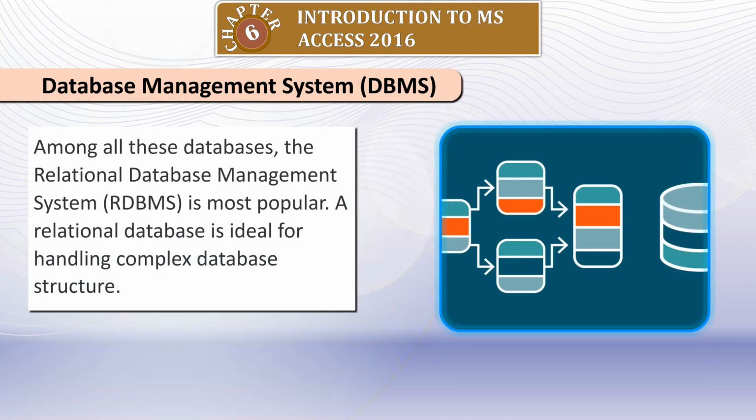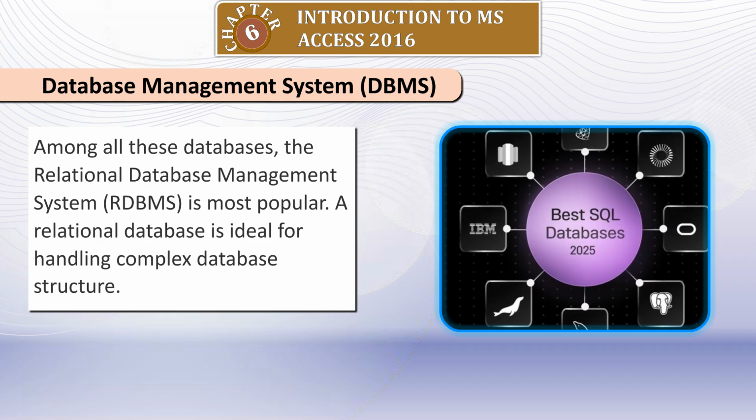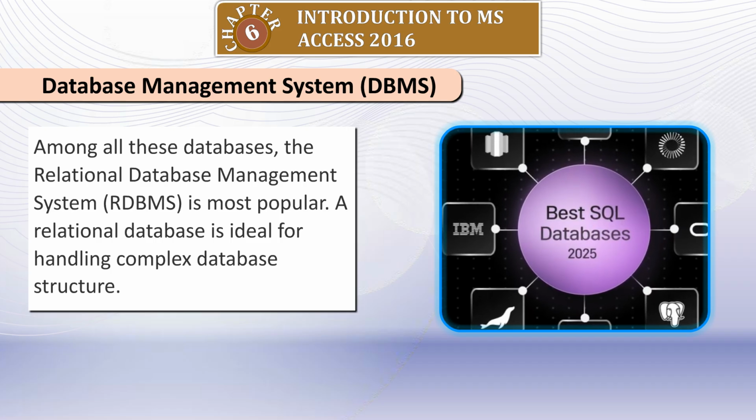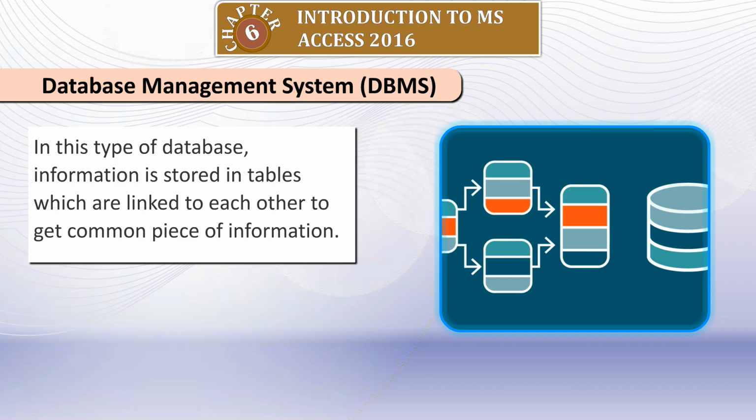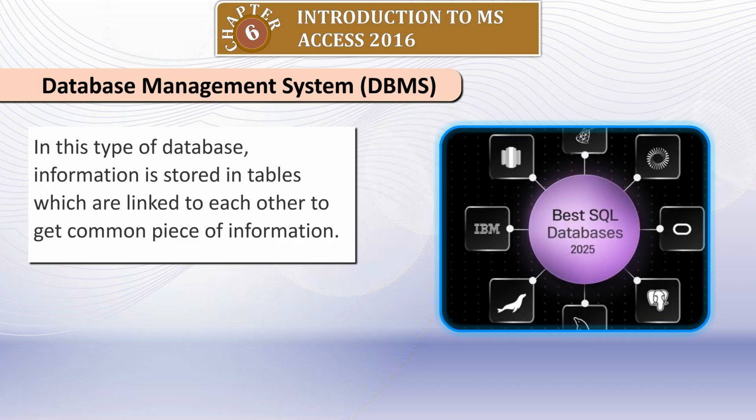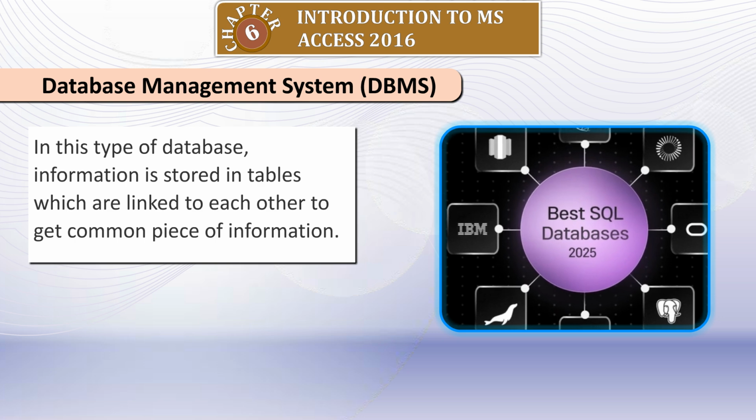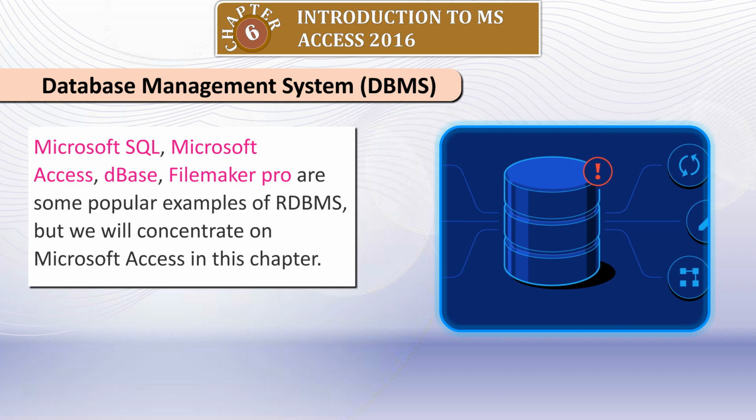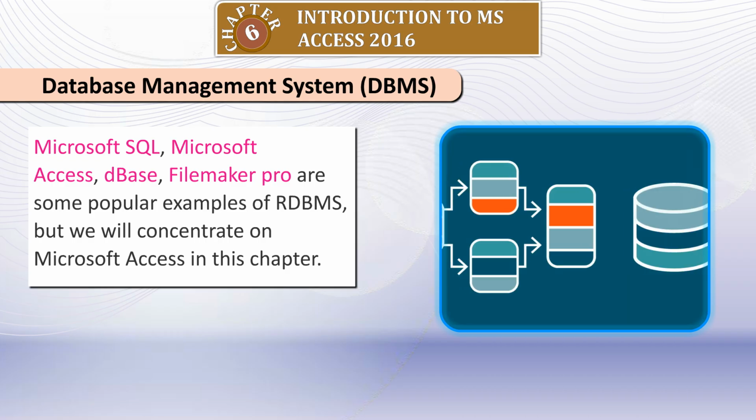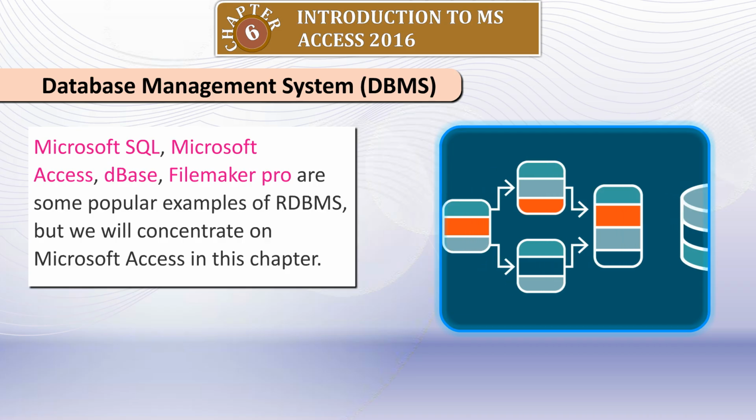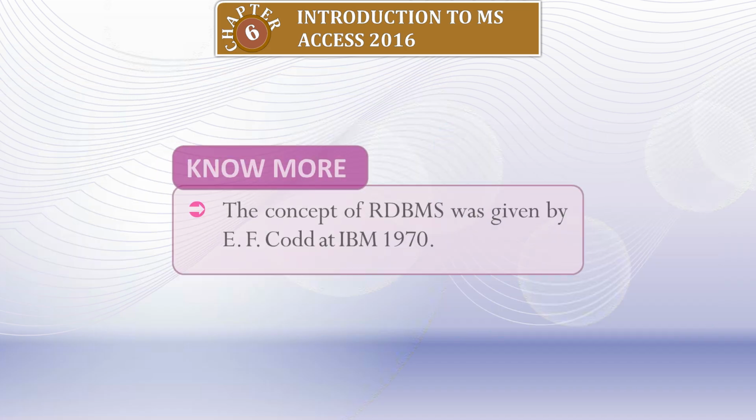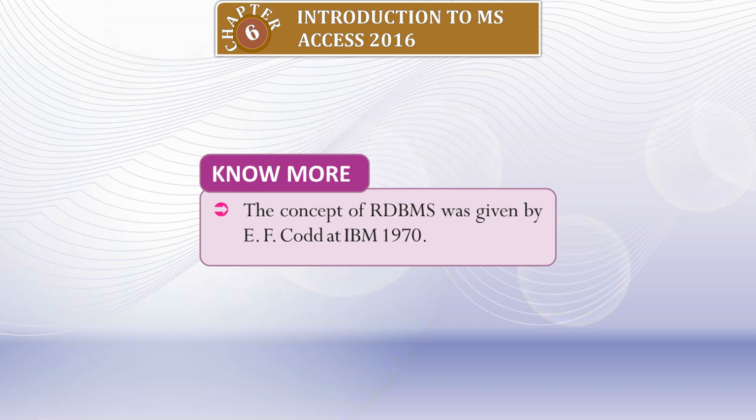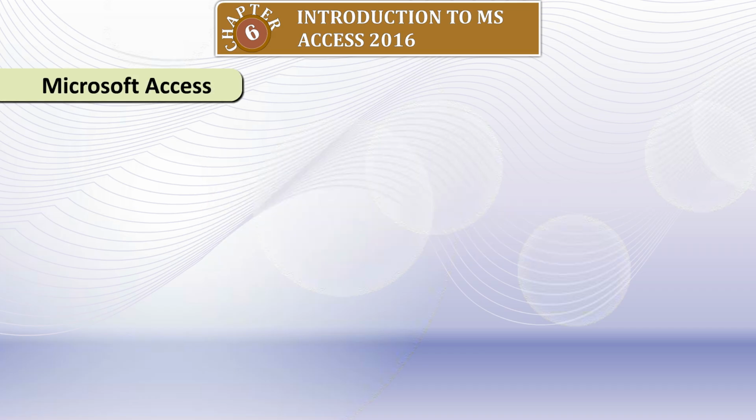Among all these databases, the Relational Database Management System (RDBMS) is the most popular. A relational database is ideal for handling complex database structures. In this type of database, information is stored in tables which are linked to each other to get a common piece of information. Microsoft SQL, Microsoft Access, dBase, and FileMaker Pro are some popular examples of RDBMS, but we will concentrate on Microsoft Access in this chapter. Note: the concept of RDBMS was given by E.F. Codd at IBM in 1970.